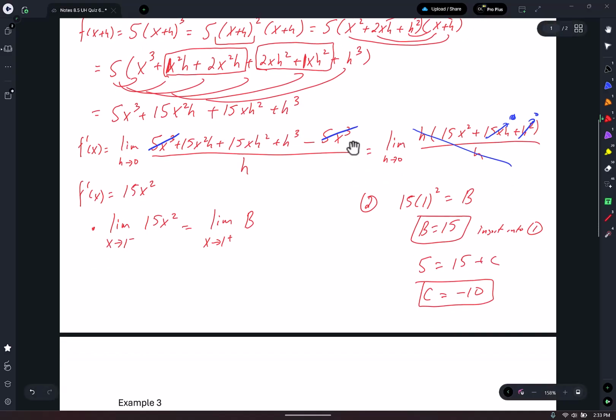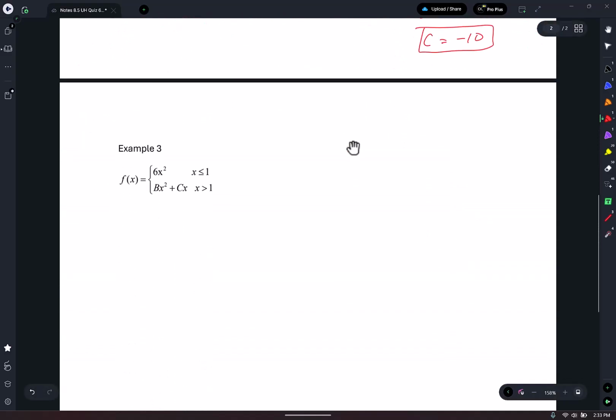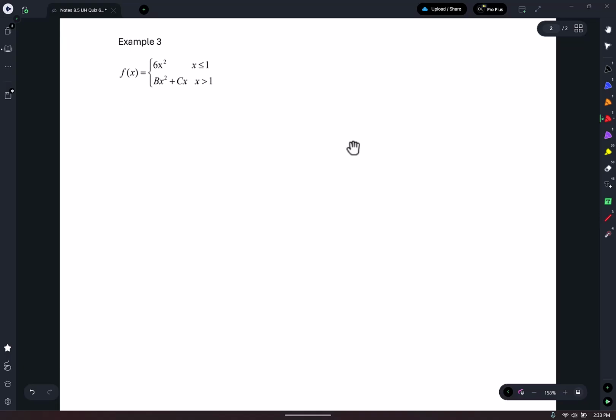Cool? All right, one last one. This is about as hard as it gets. Notice both of them are quadratic. So don't worry, we'll be fine. First, continuity, right?